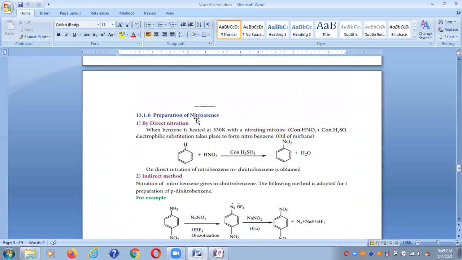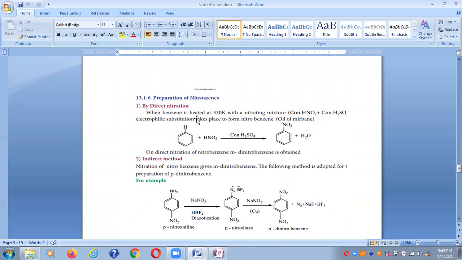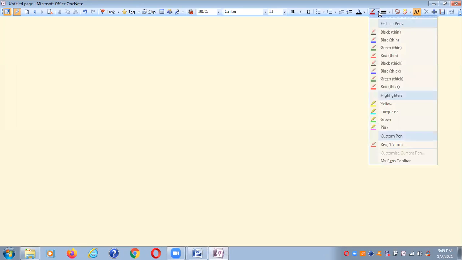And next, aromatic nitro compounds. Under aromatic nitro compounds, we will study nitrobenzene. Nitrobenzene is almost familiar to us. How does it look? This is benzene, and if just one of the hydrogens of benzene is replaced with an NO2 group, then it is said to be nitrobenzene. So how do we prepare nitrobenzene?